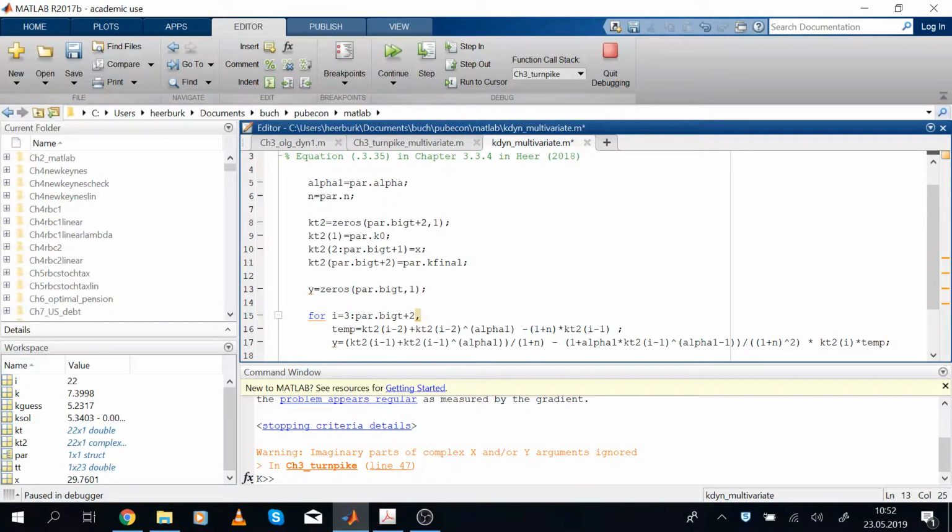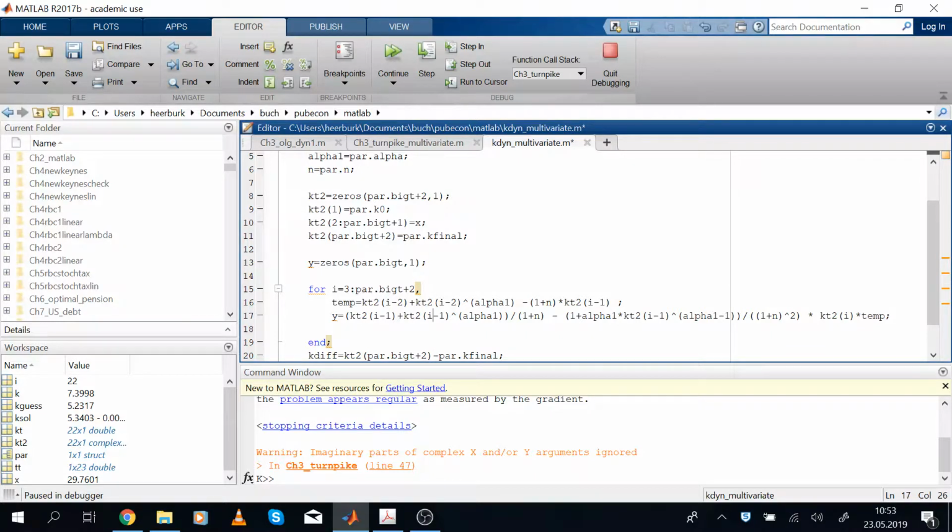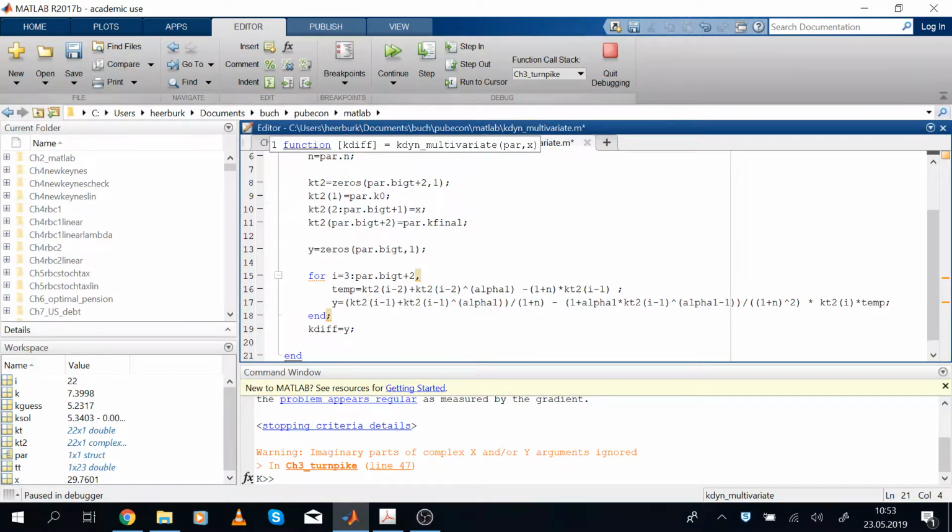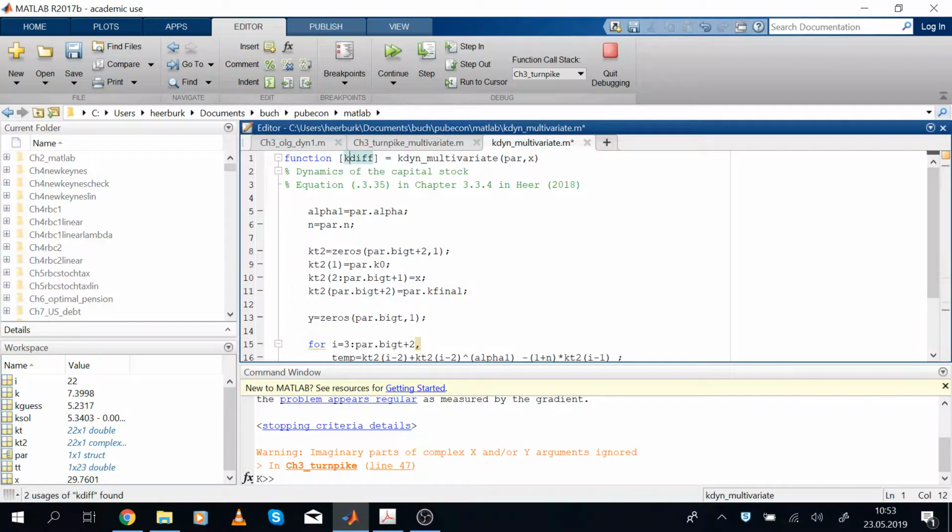So what have we done? We have assigned the values from the unknown x to the capital stock variable kt2, and also assigned the initial and the final value. Then we have initialized our nonlinear equations, so 20 equations in the variables of the capital stock, and in line 16 and 17 we compute equations 35 for t equal to 0, 1 up to t equal 19, and we return simply the value y as the return from the function kduin multivariate.